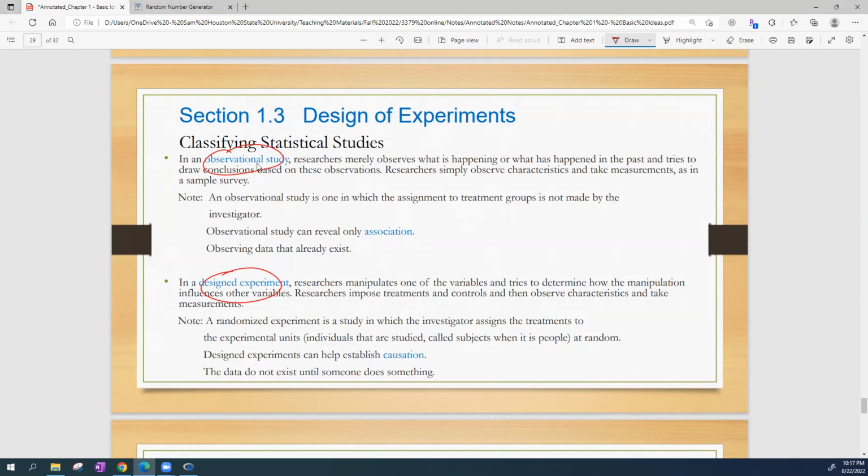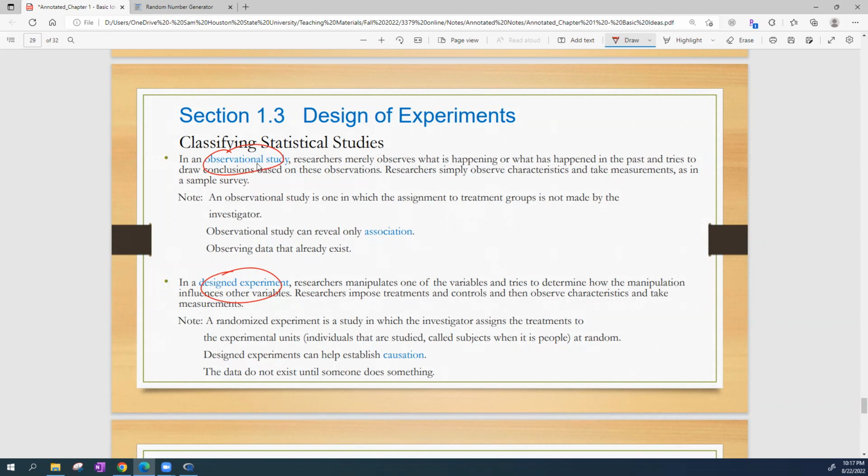In an observational study, researchers merely observe what is happening or what has happened in the past and try to draw conclusions based on these observations. Researchers simply observe characteristics and take measurements, as in a sample survey.